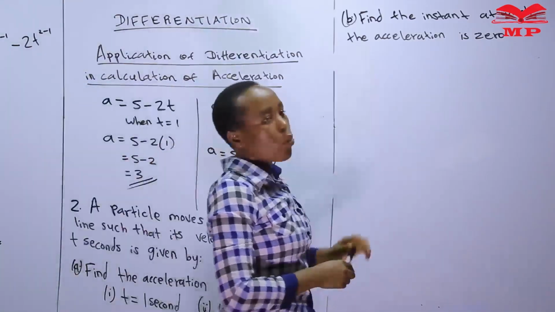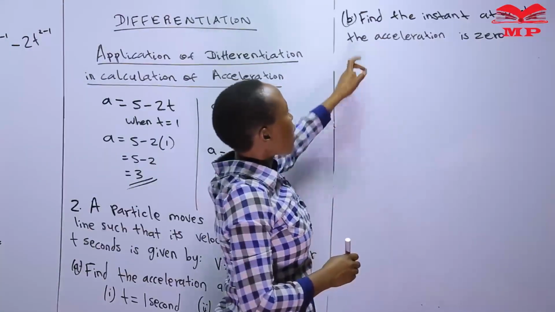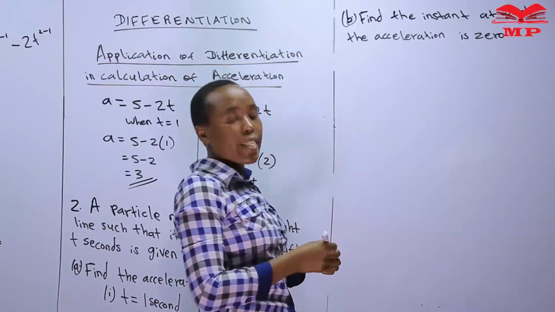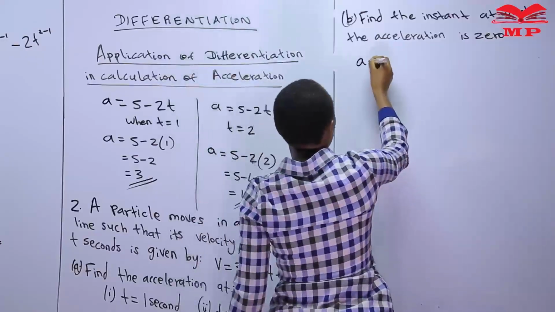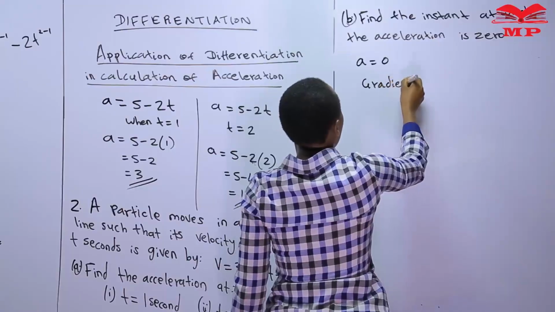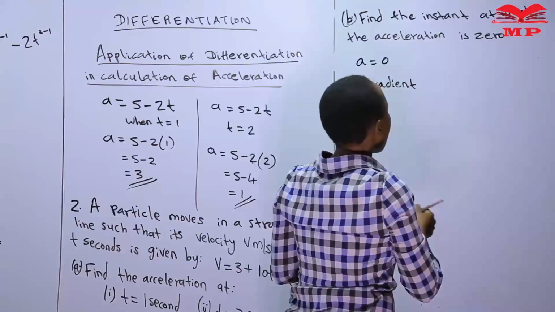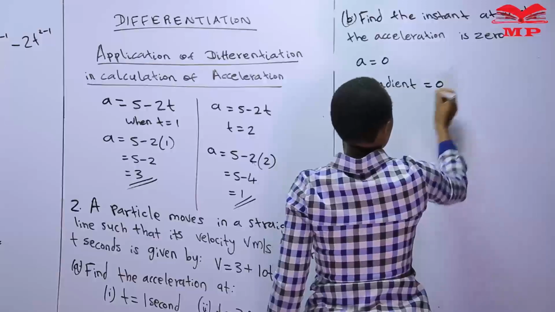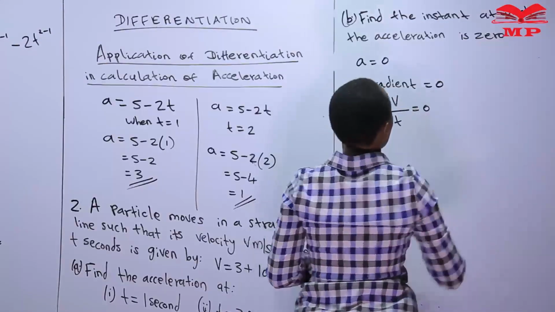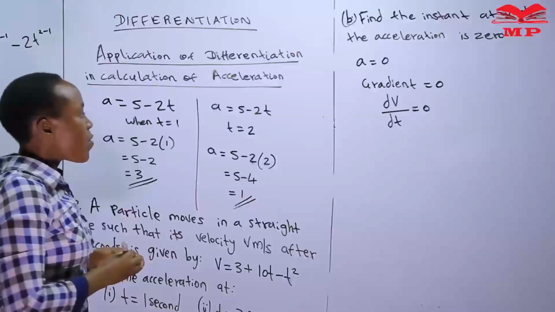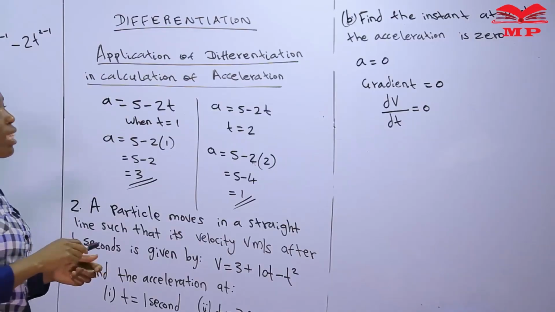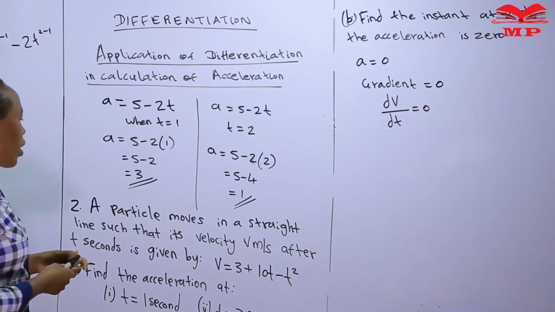Now we need to note very well that when the acceleration is 0, it means that the gradient is 0. When acceleration is 0, it means that the gradient for the velocity time graph is 0. The gradient is dv all over dt, equal to 0. So we need to get dv dt, we equate to 0 so that we can get the instant, the time at which the acceleration is 0.